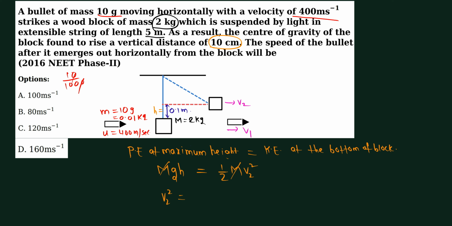From this you will get v2 square. So v2 square by 2, when you take it to this side, it becomes 2. So v2 square equals 2gh, and v2 equals root over 2gh. Now I am finding the final velocity of the block.